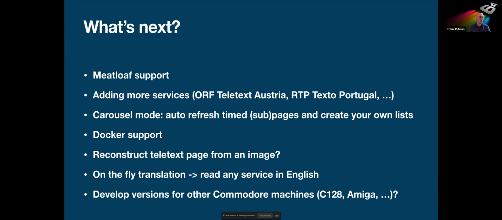What I want to do next on my list is Meatloaf support. I heard that's a great device, but I don't have one, so I have to get one first before I can start working on that. And maybe there are also other networking devices for the Commodore. I don't know of them, but Meatloaf I do know, so I want to support that.